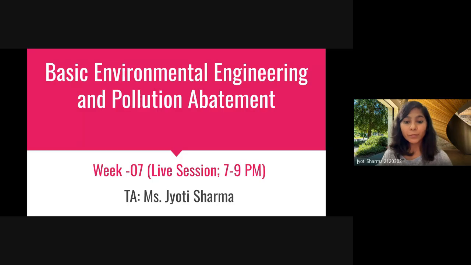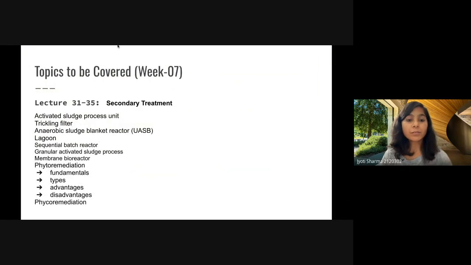So, what we will cover today, this is lecture 31 to 35, and mostly we will cover this secondary treatment, because in last week, we were trying to discuss about this primary treatment. In secondary treatment, we have the activated sludge process unit. We will discuss something about our trickling filter, then anaerobic sludge blanket reactor, then lagoons, a little bit about the sequential batch reactor and granular activated sludge process. Then we have some slides on phytoremediation and phycoremediation. So this will be our content for today.